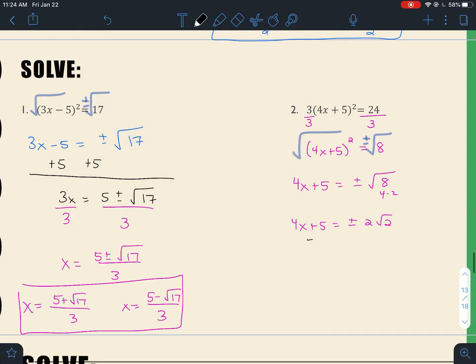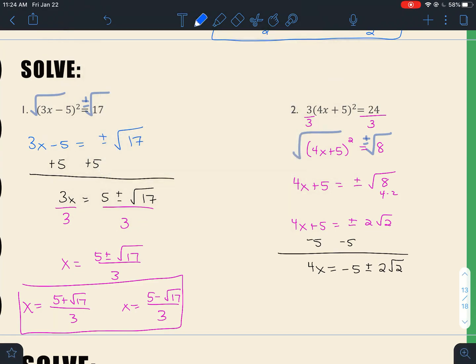And then to solve, we can subtract 5 from both sides. We get 4x equals negative 5 plus or minus 2 root 2. And then divide everybody by 4. And you get x equals negative 5 plus or minus 2 root 2 over 4. And I'm going to leave that answer as that condensed version.